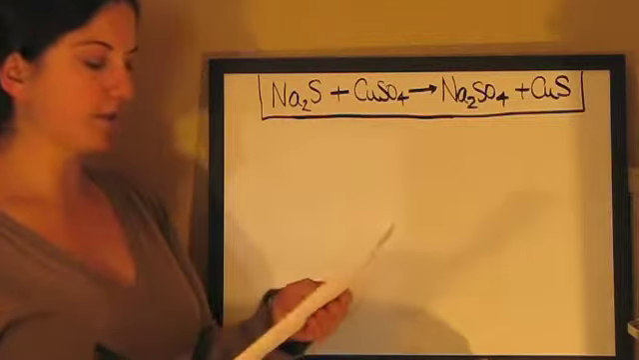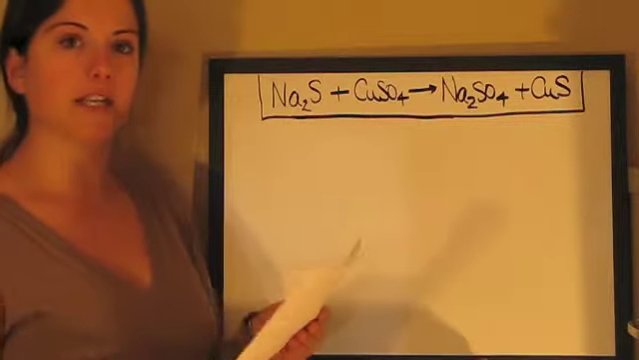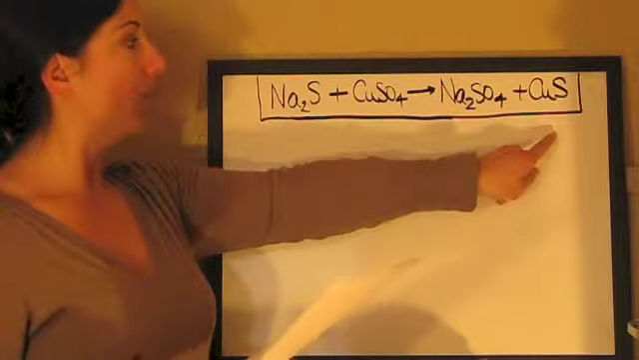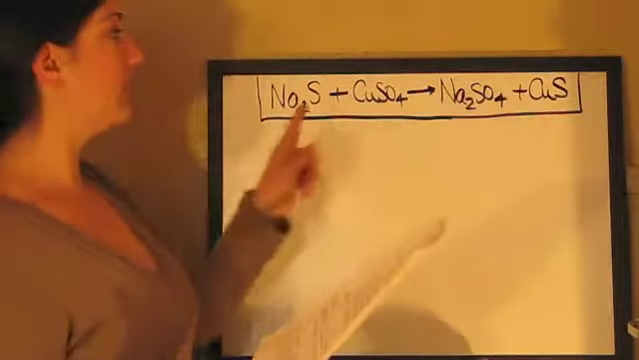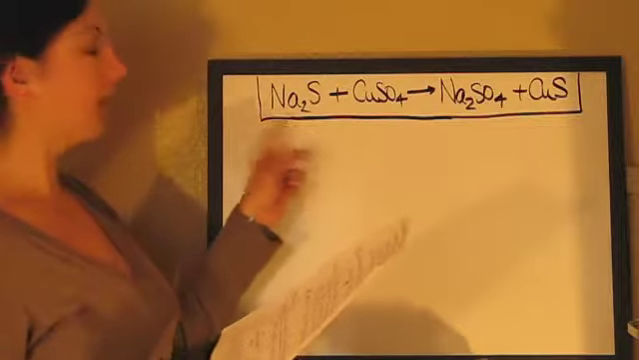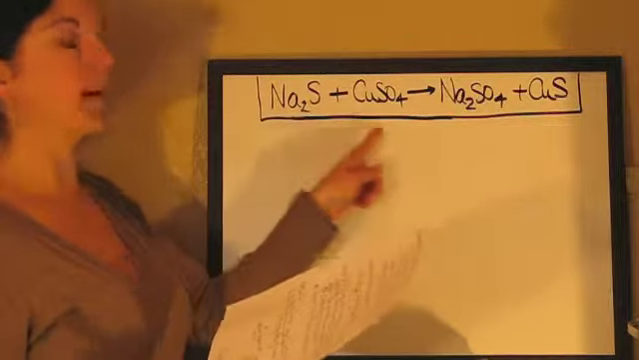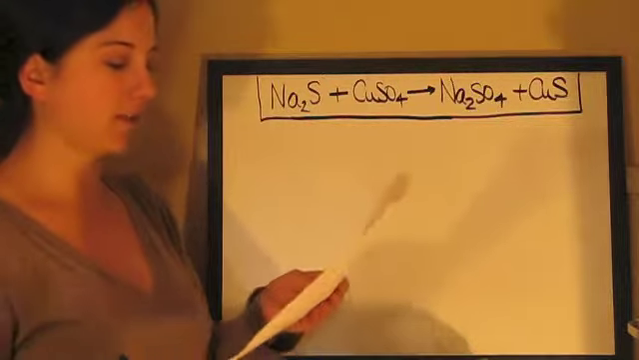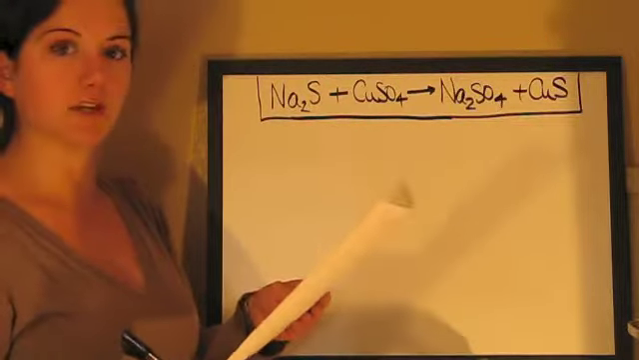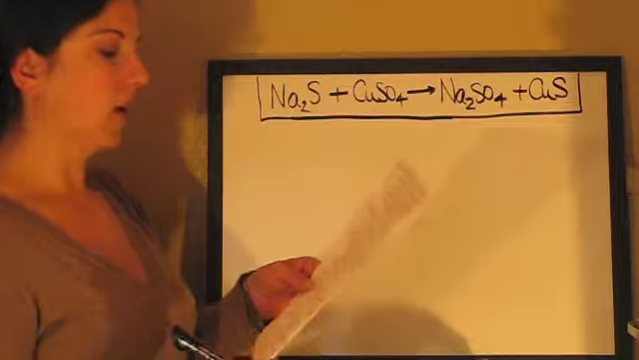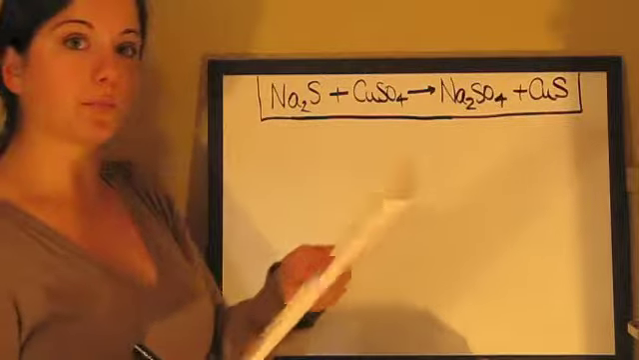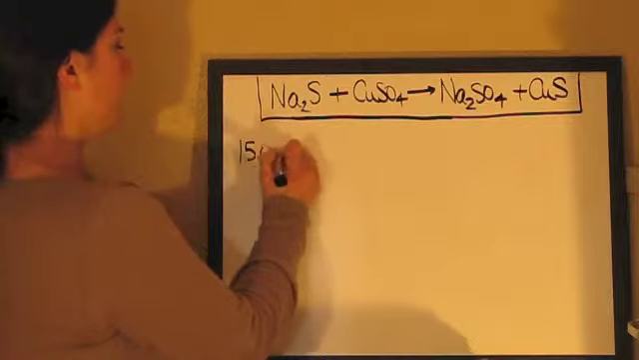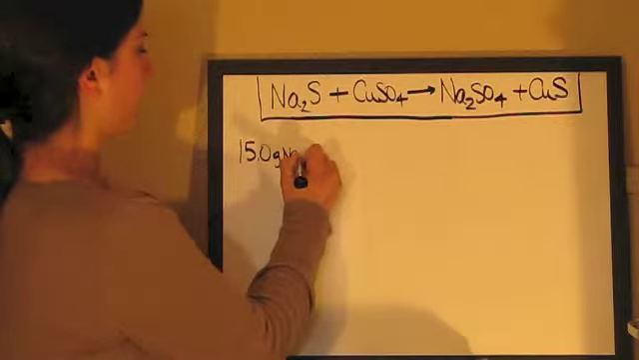So the first thing we're going to do when solving for the limiting reagent is look and see how much copper sulfide we can produce given the starting amounts of sodium sulfide and copper sulfate that were given in the problem. So the first thing we're going to do is convert the 15 grams of sodium sulfide all the way through to grams of copper sulfide. So we start with 15 grams of sodium sulfide.